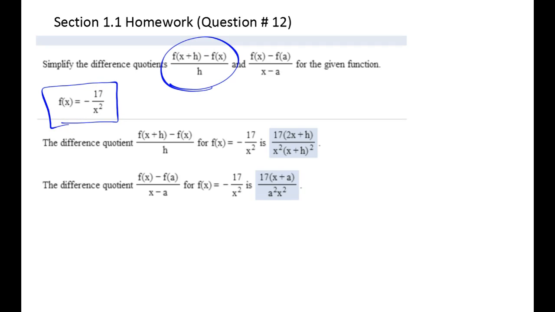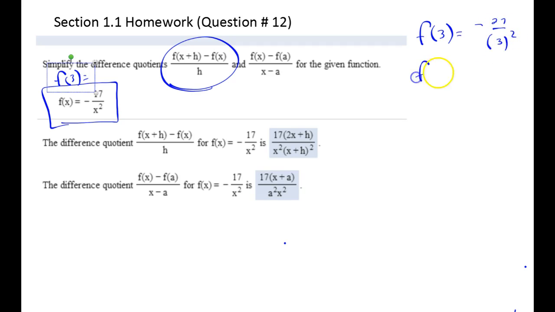This becomes very important when I start talking about limits, but for today we're just going to find the difference quotient using this function. So I'm going to start out with something simple and look at f at 3. If I were to find f at 3, everyone would just replace x with the 3, and then we get negative 17 over 3 squared.